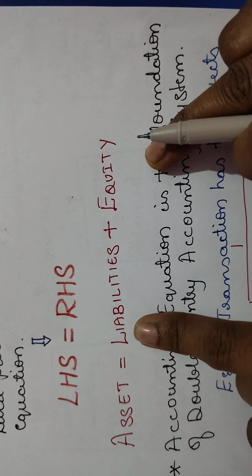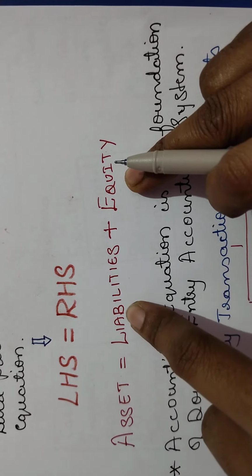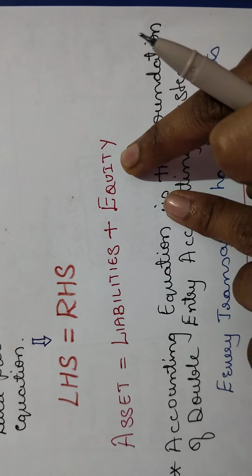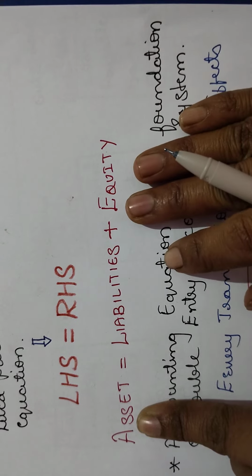Your liabilities plus equity depend on your assets. That's why your liability and equity will be created based on what assets, what worth, what capability you have.